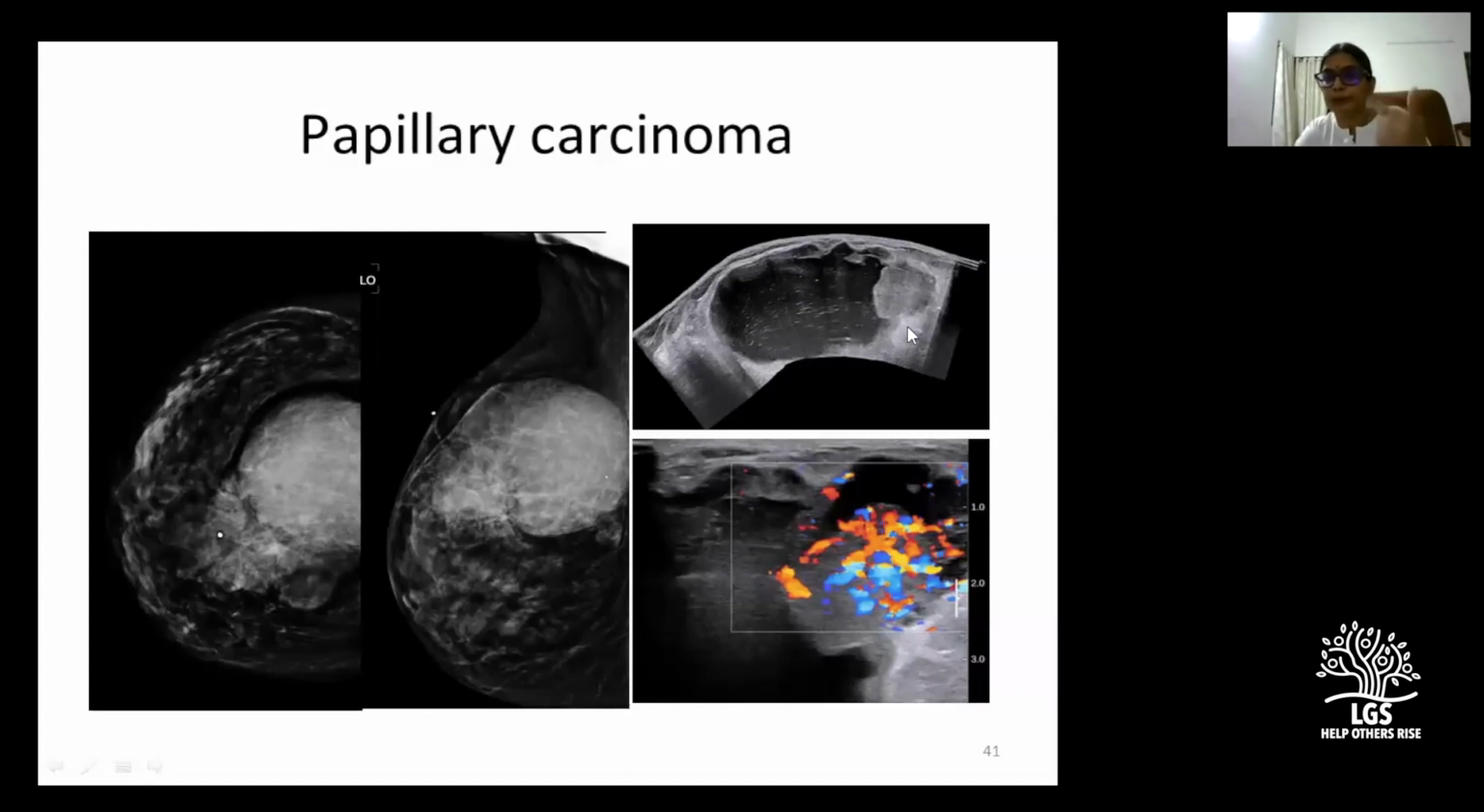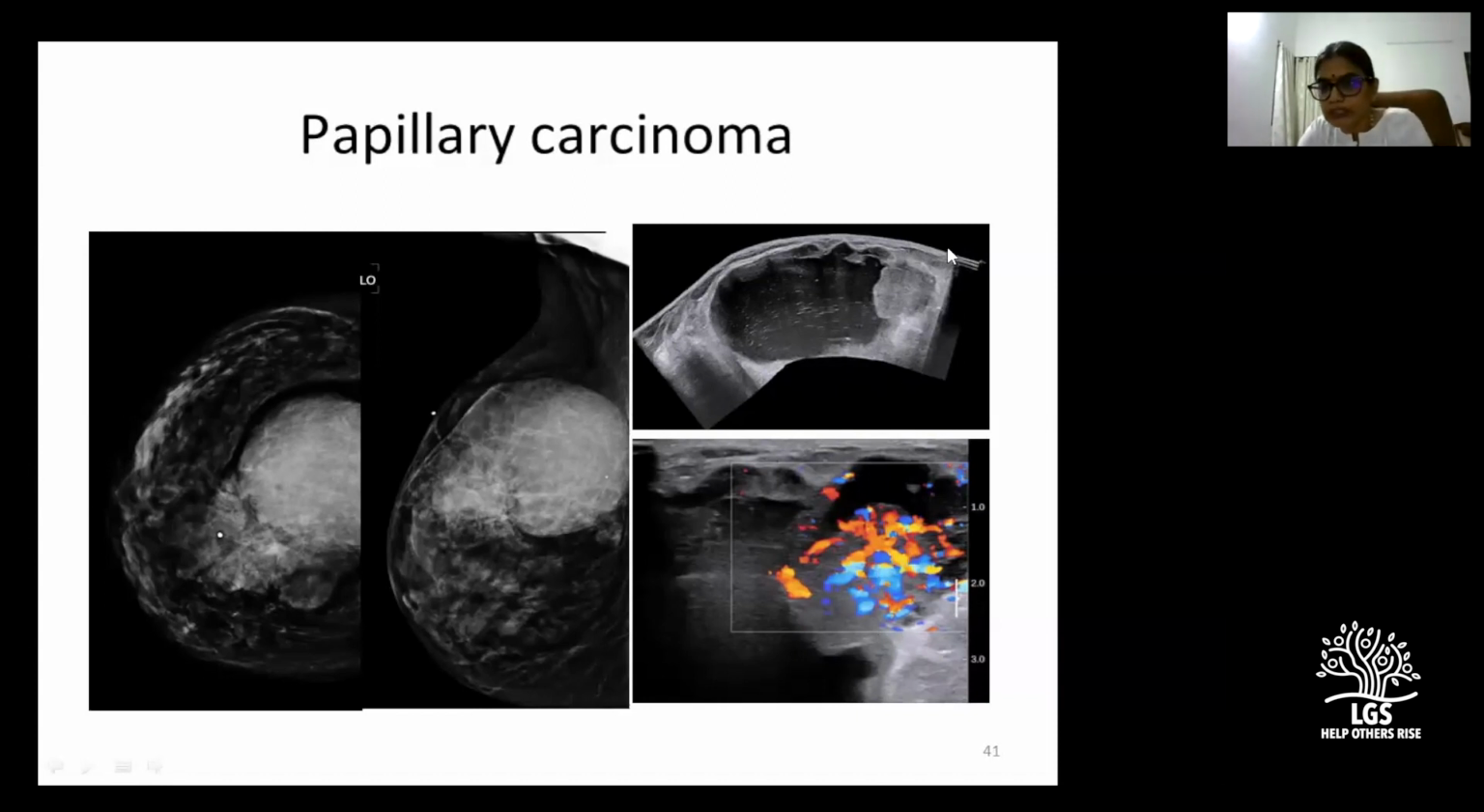That is why the new AJCC staging, 8th edition, has actually factored in the biology of the disease as well: the grade, the ER/PR status, and they've incorporated prognostic tests like Oncotype DX, MammaPrint, etc., into deciding the further treatment, whether adjuvant treatment is required.